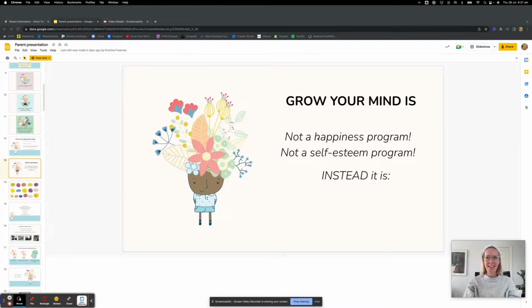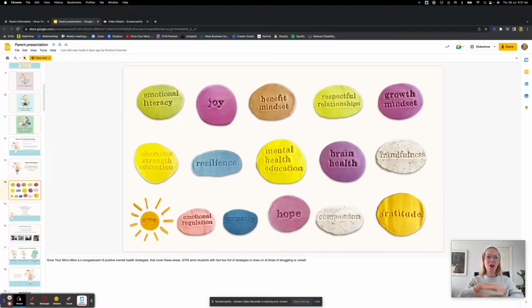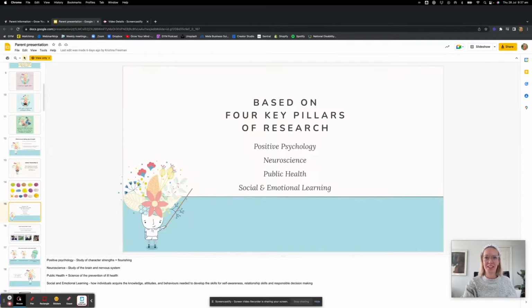Next part of the presentation, it's very key right from the get-go to let parents know that Grow Your Mind is not a happiness program, and it is not a self-esteem program. Instead, we teach the students that we are going to learn a whole range, a smorgasbord, if you like, of positive mental health strategies. And again, to reiterate, we need that toolbox full of strategies to draw on at times of struggling or unwell.